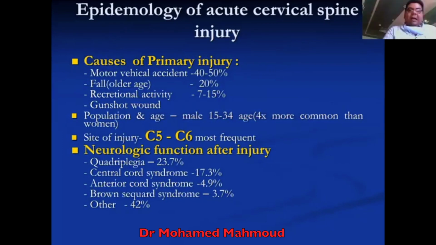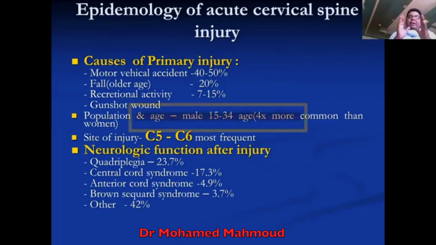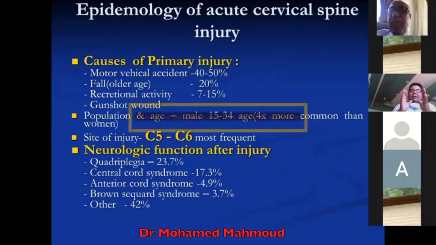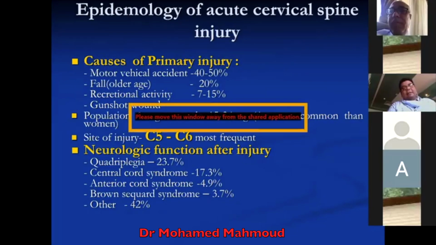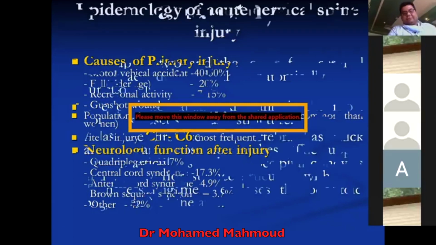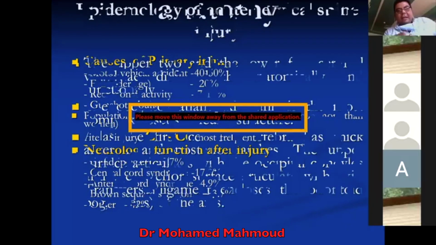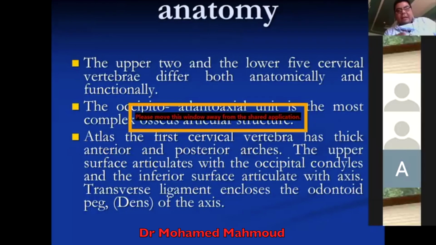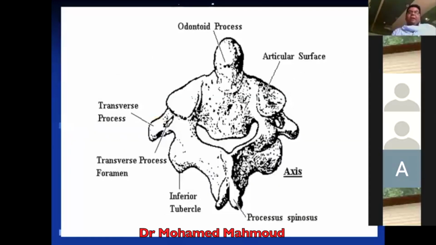I'll focus on cervical spine surgery, especially cervical injury. The most common surgery is with trauma. The most common site is C5, C6 injury. The upper two cervical vertebrae differ from the lower cervical vertebrae in anatomy. I will not detail the differences because of time.